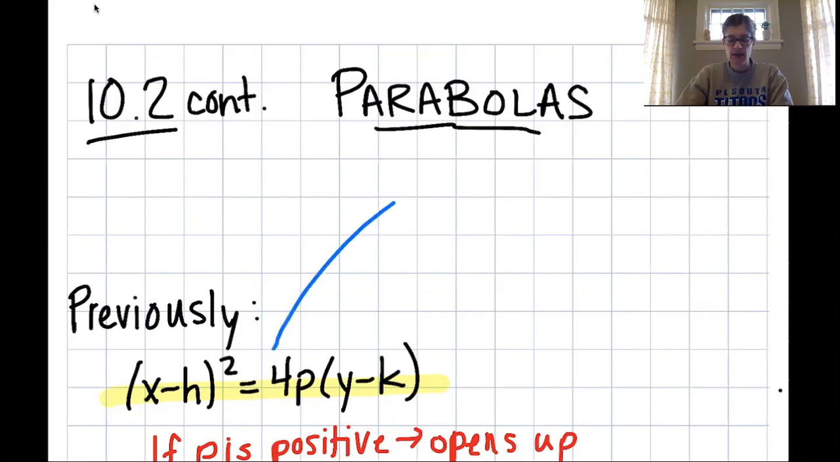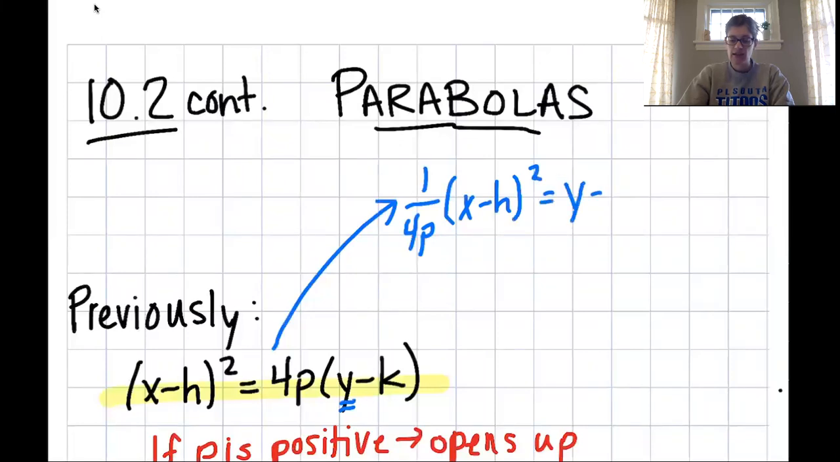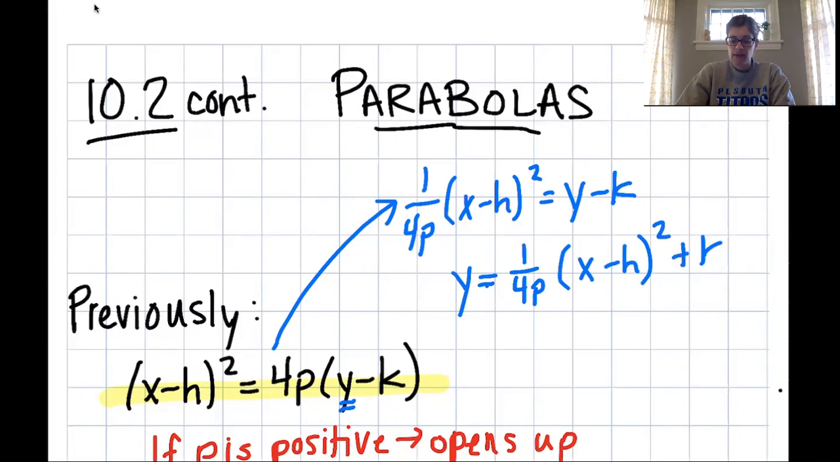So I'm going to take this equation and solve it for y, which means I have to move all the things to the other side. Since y minus k is being multiplied by 4p, I would divide by 4p on both sides. So I'm going to go ahead and multiply by the reciprocal: 1 over 4p times the quantity (x minus h) squared equals y minus k. And if my goal is to solve for y, I can just add k to both sides. So I'm going to do a little symmetric property right here and say that y is equal to 1 over 4p times the quantity (x minus h) squared plus k.